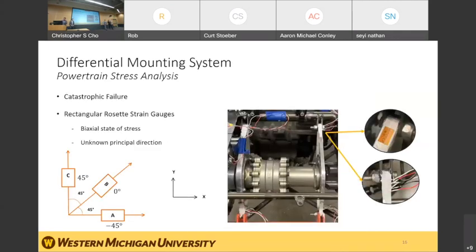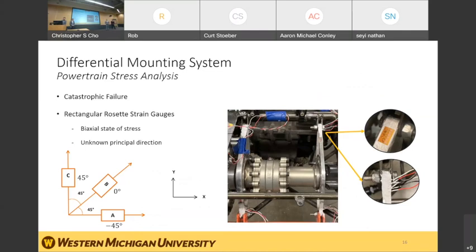A differential is a mechanism that links 2 rear axles together so that when a vehicle undergoes a turn, the inside wheel can rotate at a slower rate than the outside wheel, preventing any skidding. In order to position the differential between the 2 axles, 7075-T6 aluminum mounts were designed using SolidWorks. To avoid catastrophic failure if the mounts were to fail, they were also simulated using SolidWorks static simulation, and we found a factor of safety of around 2.54.